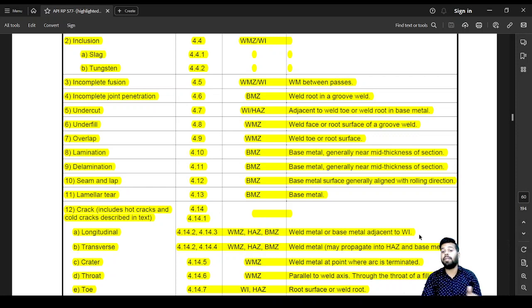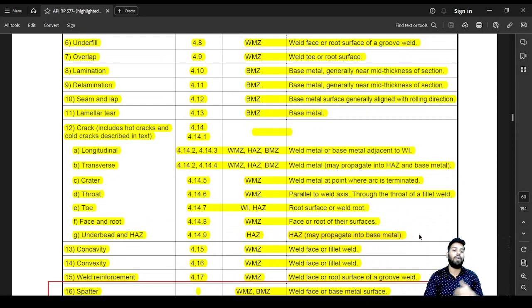Lamination is in the base metal, generally near mid thickness of the section. Delamination, base metal zone. Seam lap in the base metal zone, lamellar tear in the base metal zone. Cracks, we already know what a crack is, but depending on how you are able to see that crack, it is further classified into longitudinal crack, transverse crack, crater crack, throat crack, toe crack, face and root crack, and underbead and heat affected zone crack. Longitudinal and transverse cracks are the more common cracking that you will be seeing on a weldment. They can be in the weld metal zone, heat affected zone and the base metal zone.